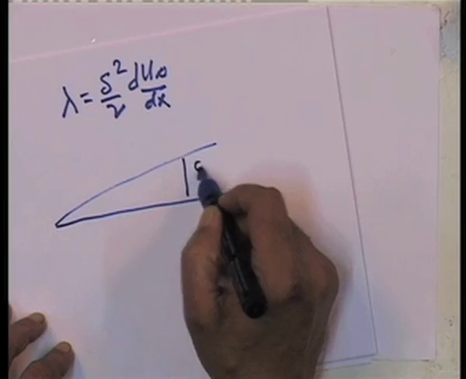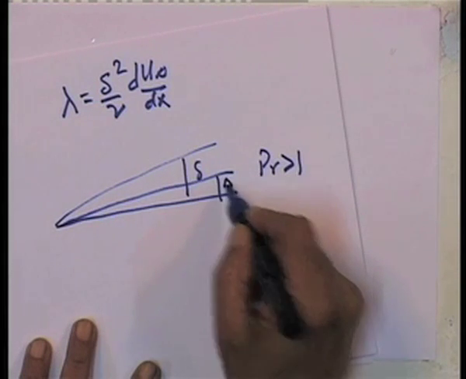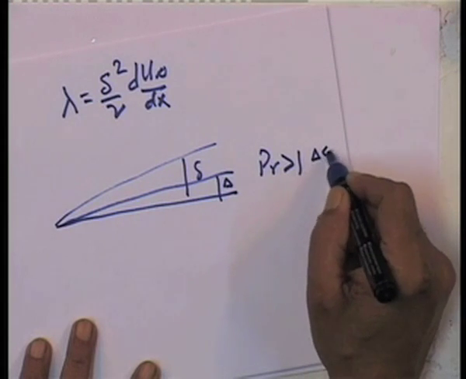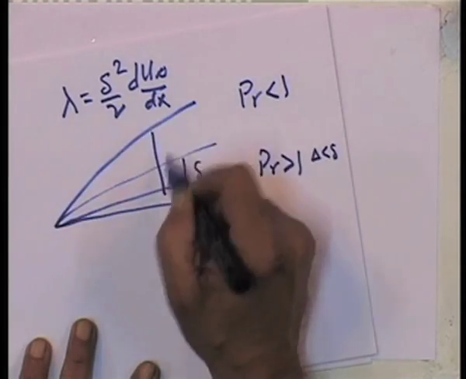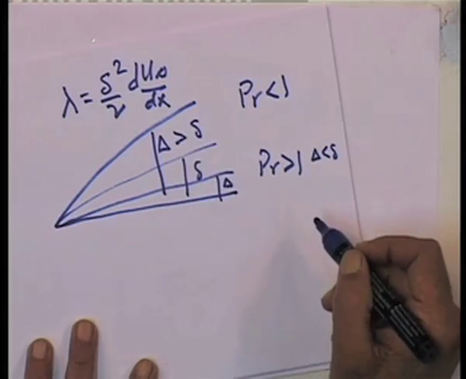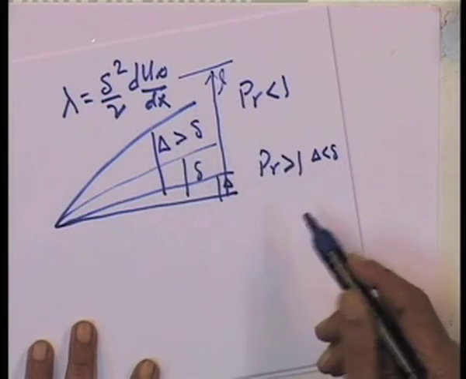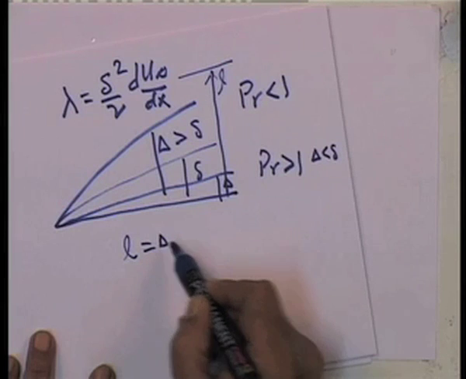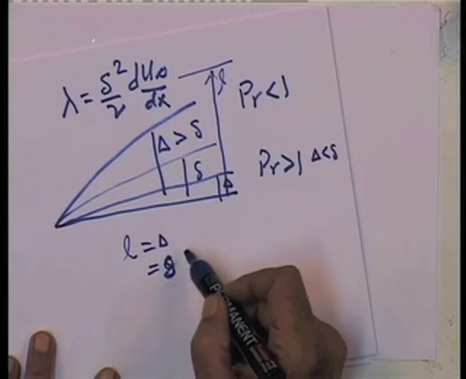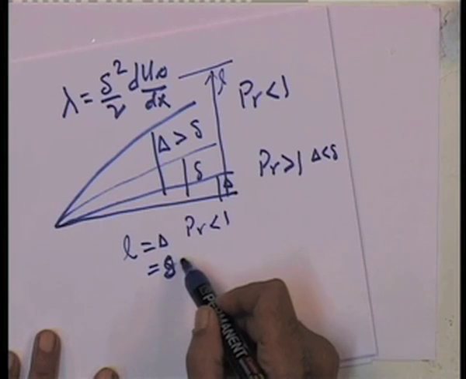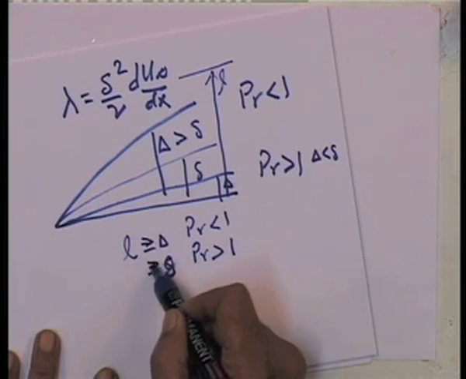So, remember, we recall that if this was the boundary layer development, delta, then if Prandtl was greater than 1, the thermal boundary layer thickness would be smaller than delta. But if Prandtl number was less than 1, then the thermal boundary layer thickness would be greater than delta. And we now choose L to be bigger than any of them. L, therefore, is equal to the thermal delta for Prandtl less than 1, and it will be delta for Prandtl greater than 1. I mean, greater than or equal to would be an appropriate way of writing it.